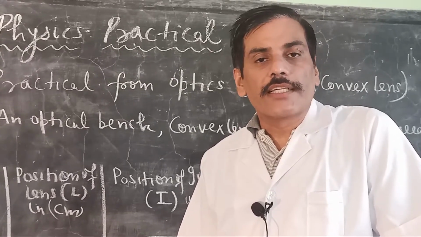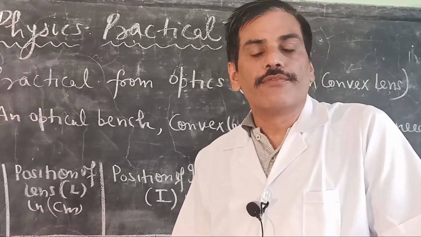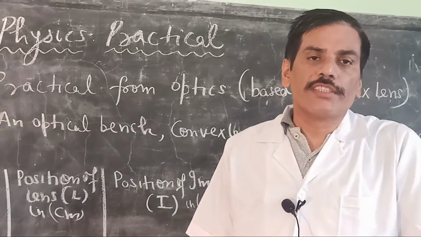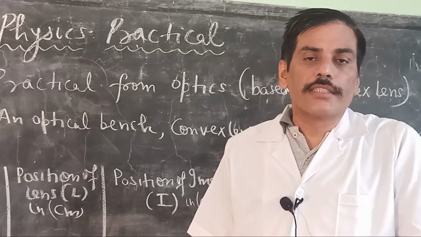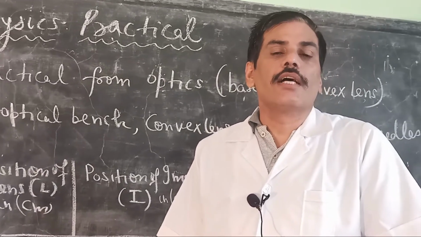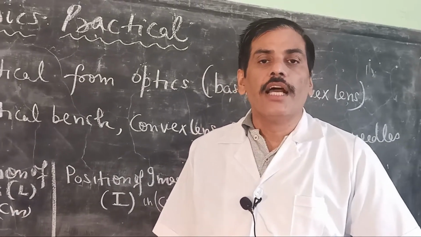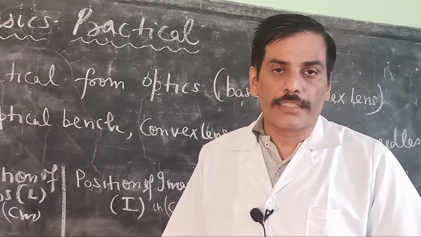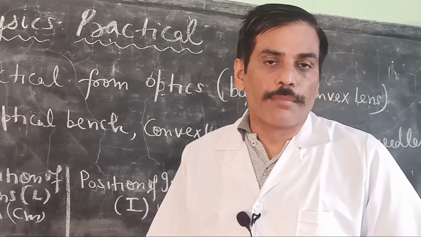Only the way of plotting the graph or the way of calculation will be different based on year by year questions. So for calculation you can follow the question. The basic thing is how to take the reading, how to use the optical bench, what precautions we must take, and how to remove the parallax. All these things I will explain with the optical bench practically, which will help you to understand the practical.